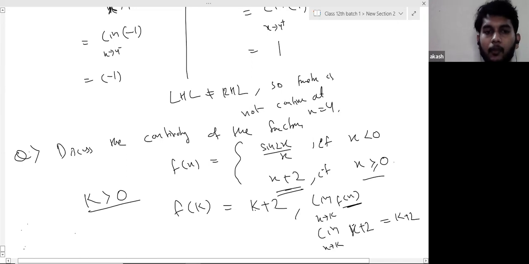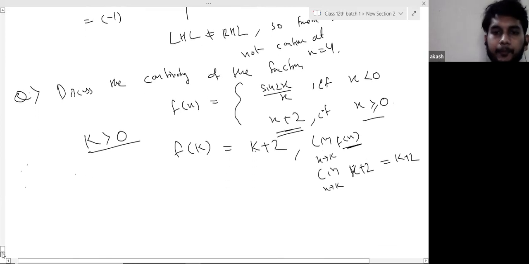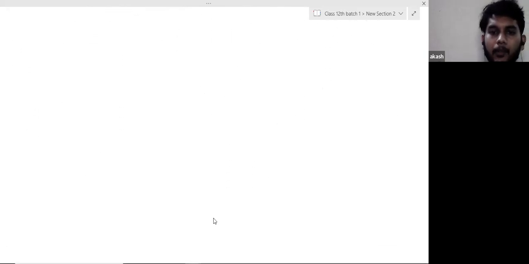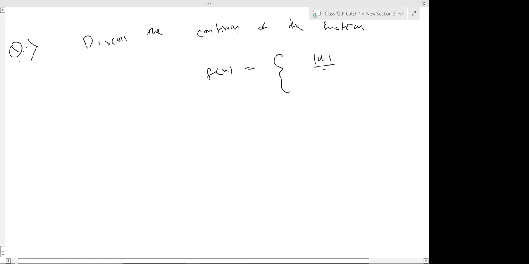Let me give you 2 questions for homework. So continuity is completed. Just write down these 2 questions. Discuss the continuity of the function f of x equals mod x upon x when x is not equal to 0, and 0 when x is equal to 0.